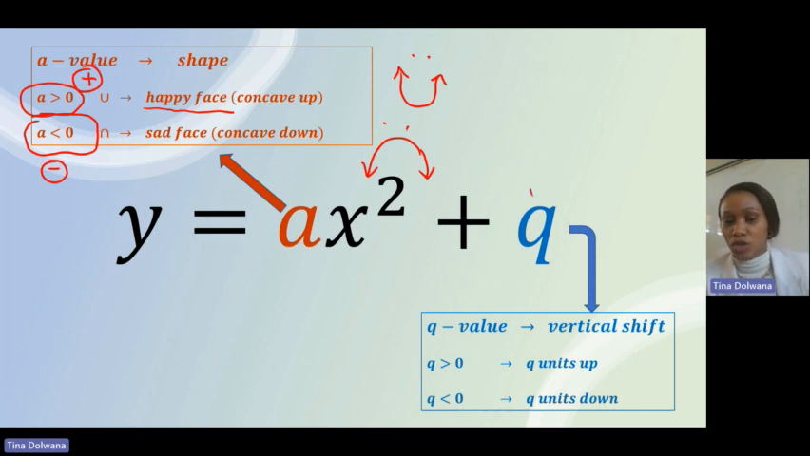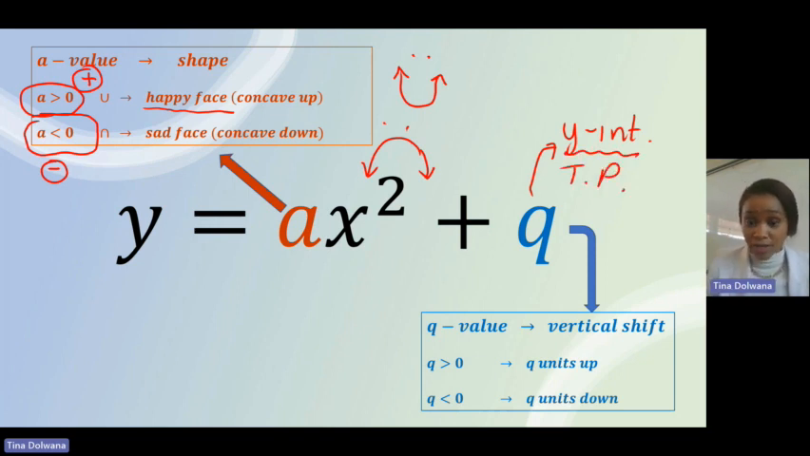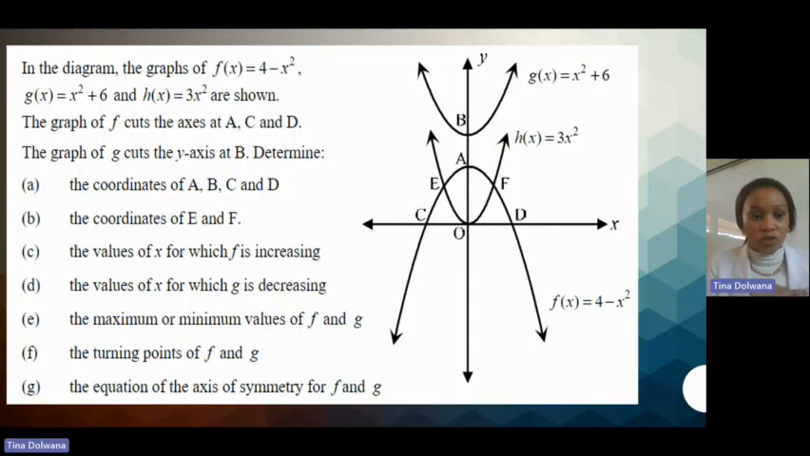What about Q? Q, guys, is your y-intercept, which also in grade 10 will also be your turning point. It changes in the higher grades, but in grade 10, you'll see that your y-intercept will also be your turning point, okay? Now, let's just look at this graph here.